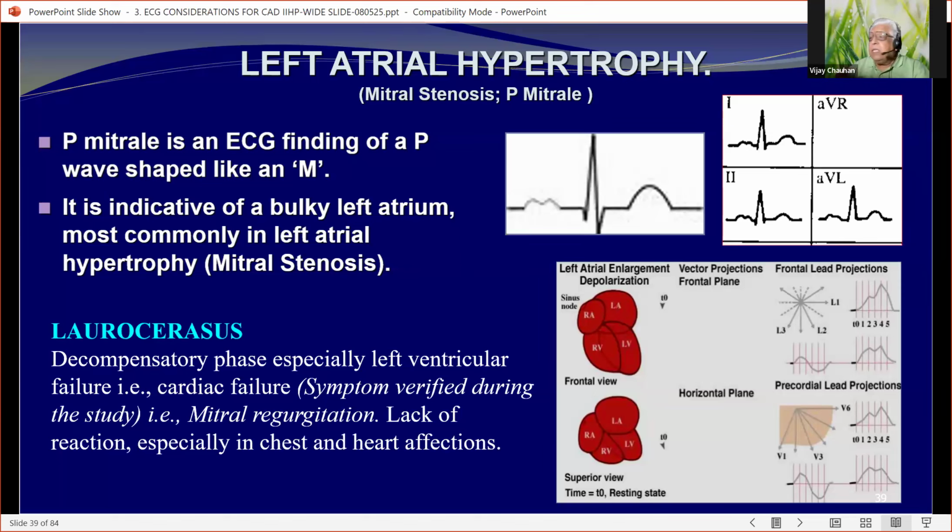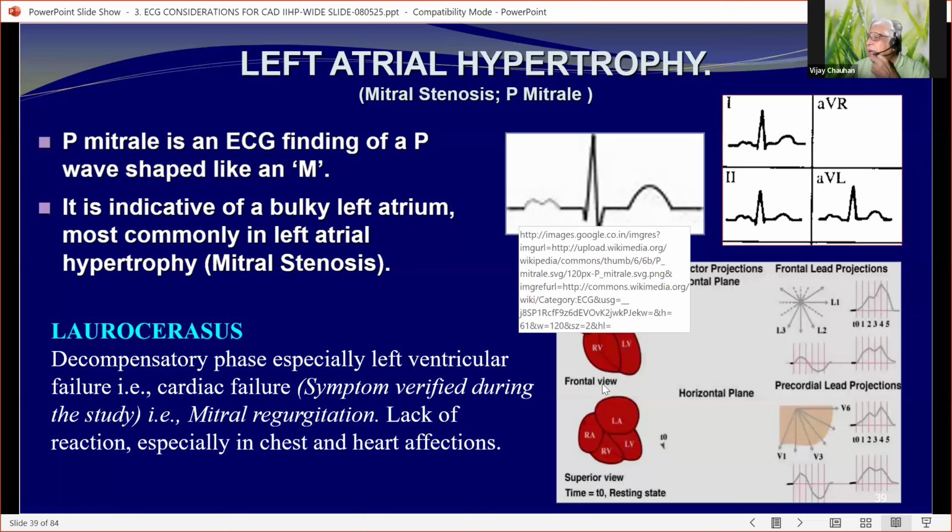Apart from that, there is a regurgitation. Mitral regurgitation also takes place during left ventricle contraction. There is a regurgitation of blood to the left atria, so its volume becomes more, so its size becomes more, its muscle mass becomes more. Okay, and that's why you will see it will show its configuration like this.